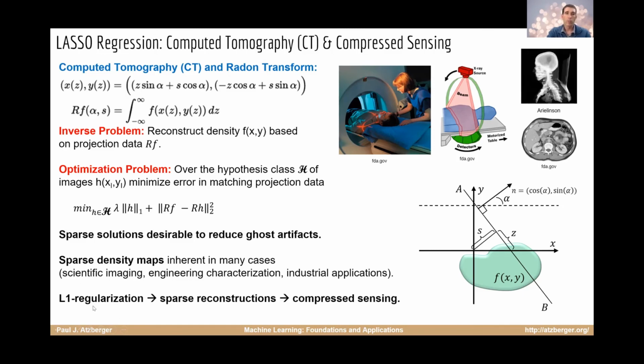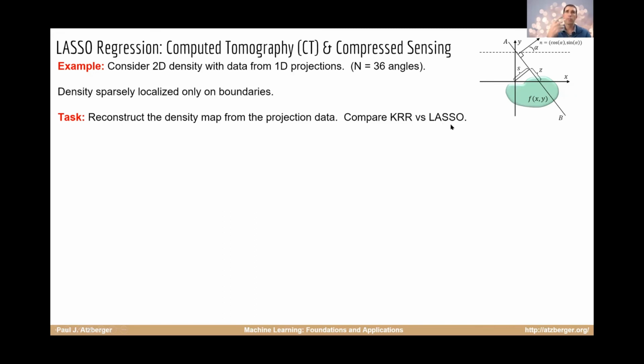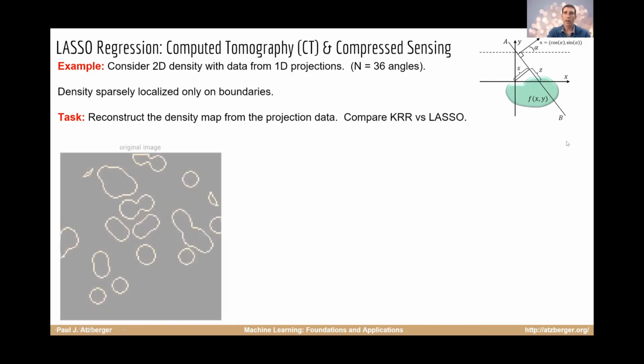Okay, so this L1 regularization idea we'll see come up in some other settings if we end up talking about compressed sensing, for example. So let me show you how this plays out on a practical example that I put together. We're going to reconstruct the density map from that projection data, and I'm going to compare using kernel ridge regression, that would be the L2 regularizer, with using the L1 regularizer, just to give you some intuition of how important L1 regularization is and how big a difference it makes.